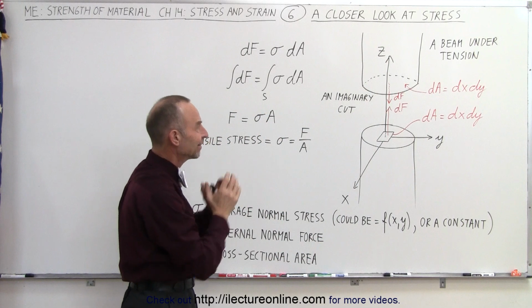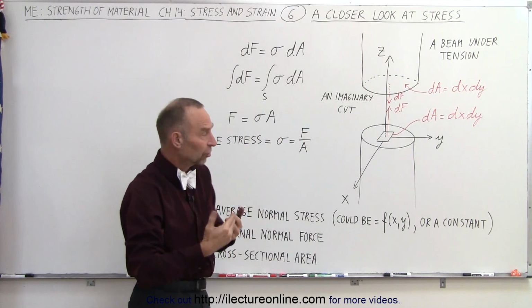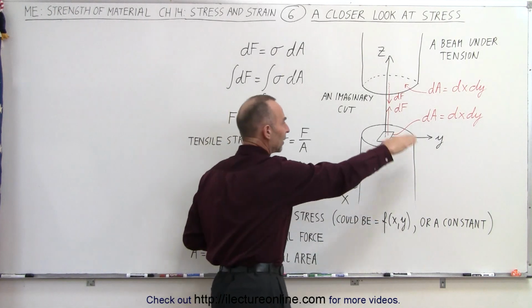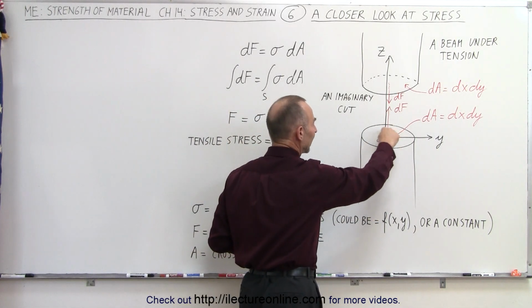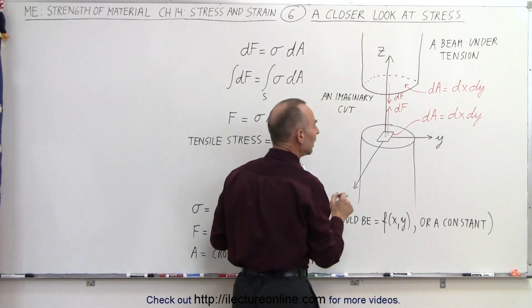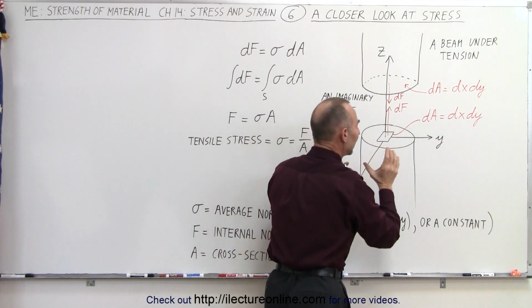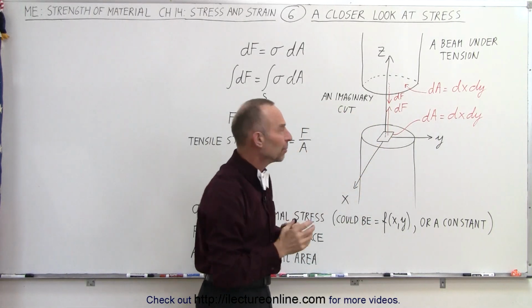What's going on inside the beam? And notice it depends upon which side or which cut you actually take a look at. If we look at the bottom cut and we take a small little area element called dA, which is the product of dx times dy, then we can see there's a small amount of force dF pulling up on that, and so that would be going on inside the material.